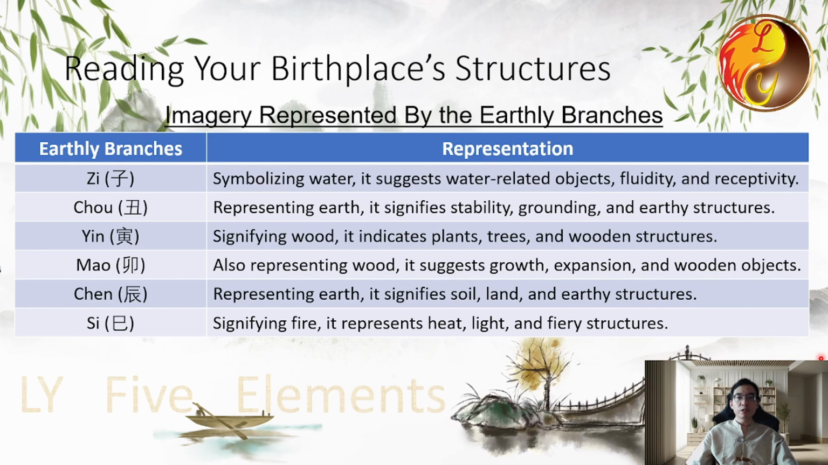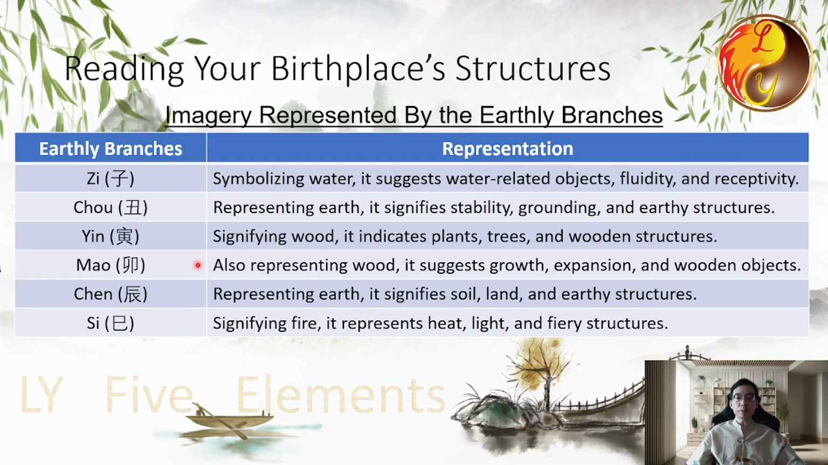Now, let's delve into the imagery represented by the earthly branches. Zi, symbolizing water. It suggests water-related objects, fluidity and receptivity. Chou, representing earth. It signifies stability, grounding, and earthly structures. Yin, signifying wood. It indicates plants, trees, and wooden structures.